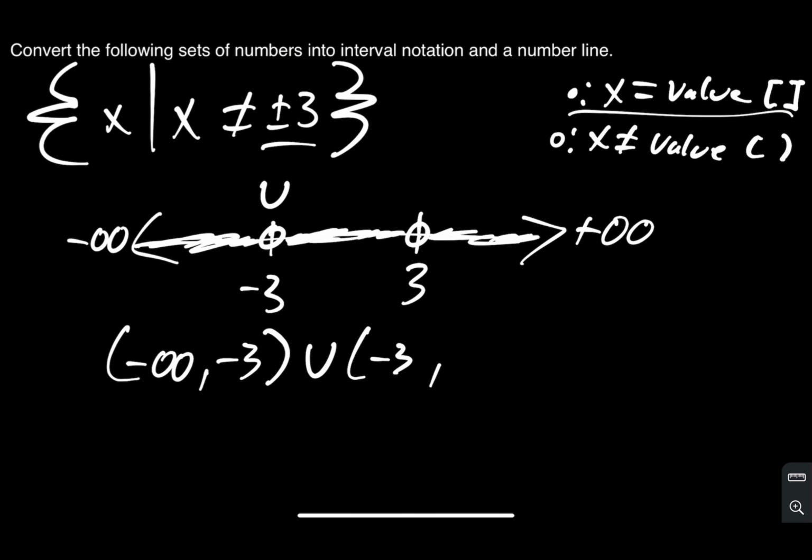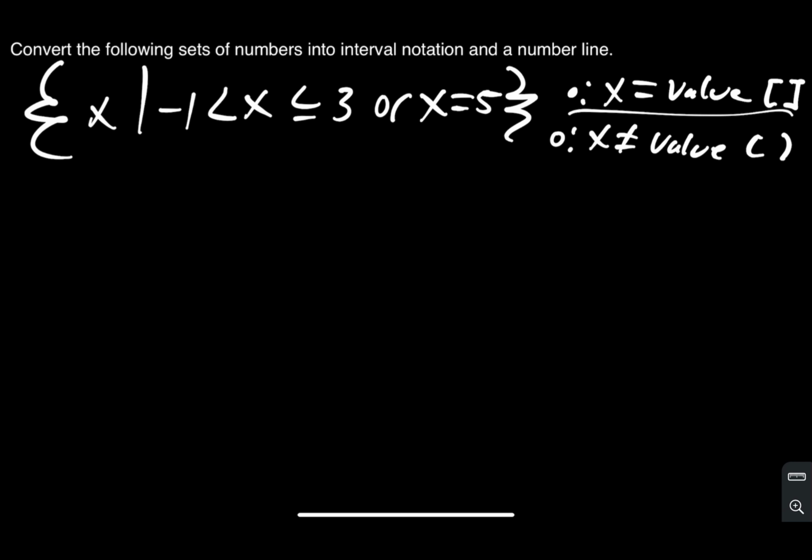And we go to positive 3. And since that has a hollow point, or a hole in the number line, we use a parentheses. We also have to use a union symbol there since there is a gap in our interval. So another union symbol, and then it's from 3 to positive infinity. And 3 has a hole in it, so we use the parentheses. And then infinity, we always use parentheses. So that's your answer.